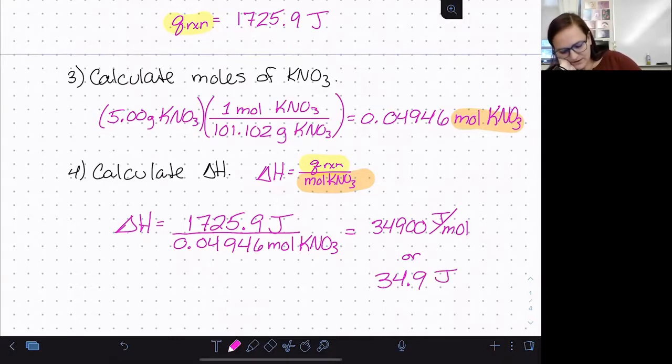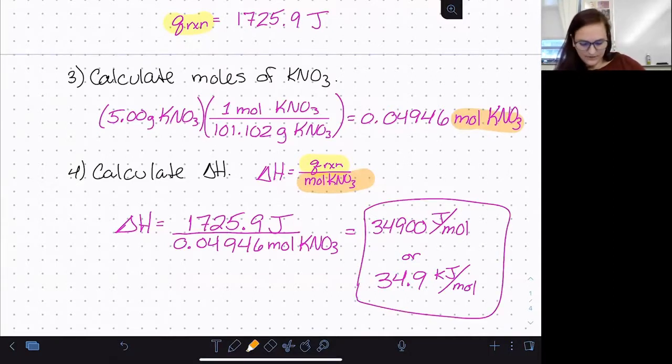34.9 kilojoules per mole. So kilojoules per mole is more common for how we typically express the enthalpy change of a chemical reaction, but if I don't specify what unit I want it in, either of these is equally fine and correct.